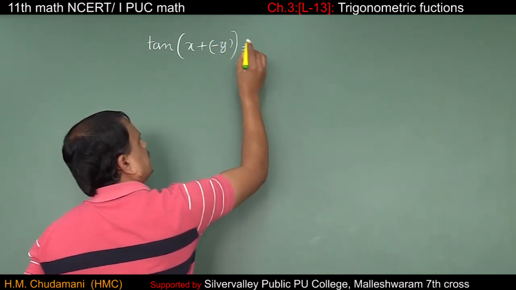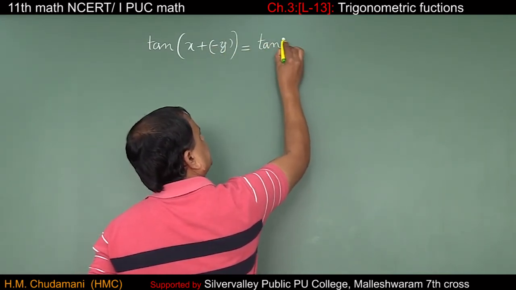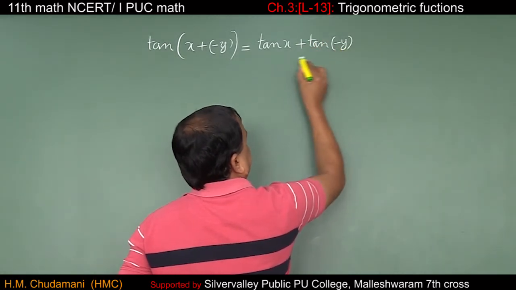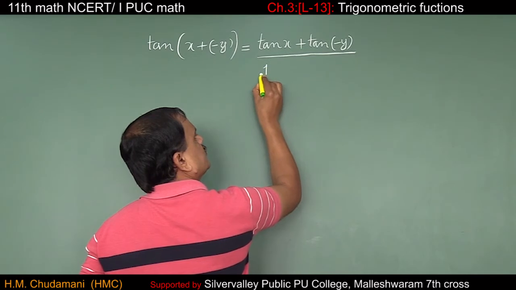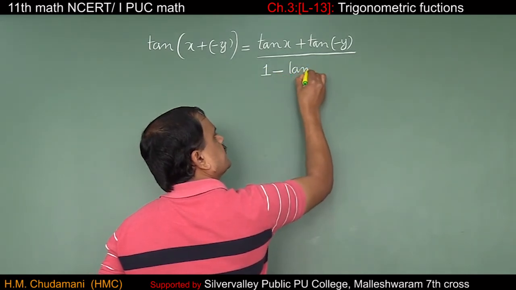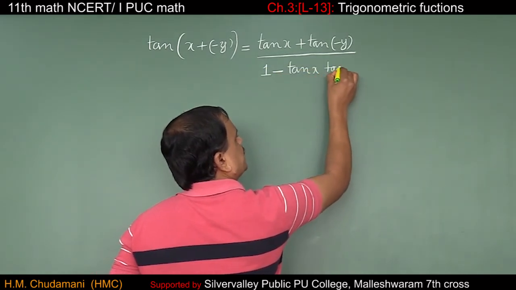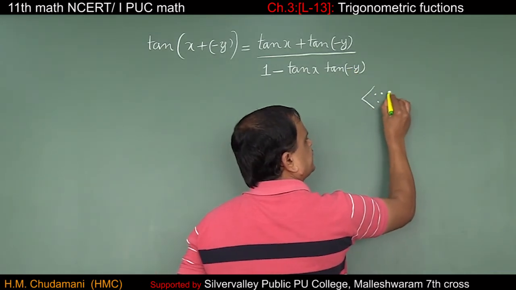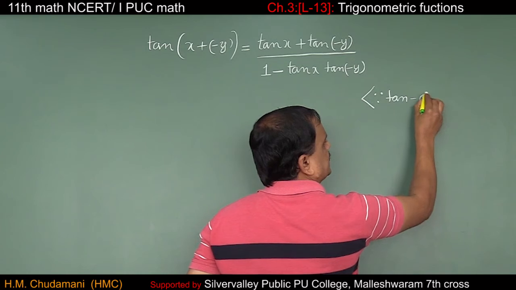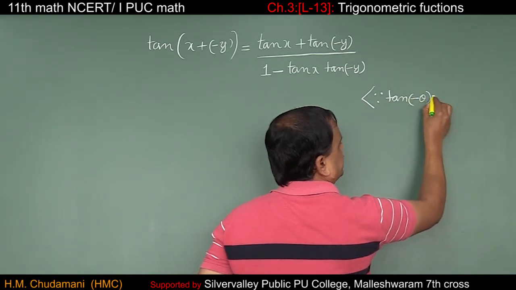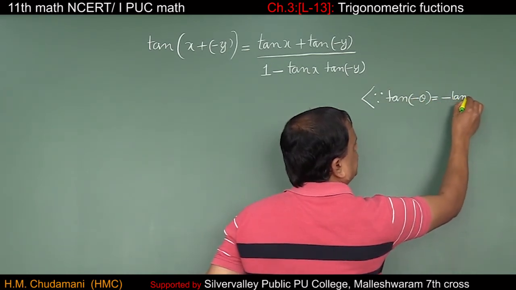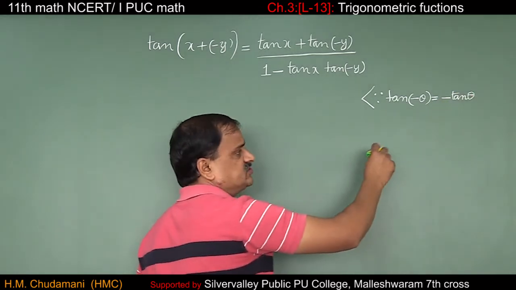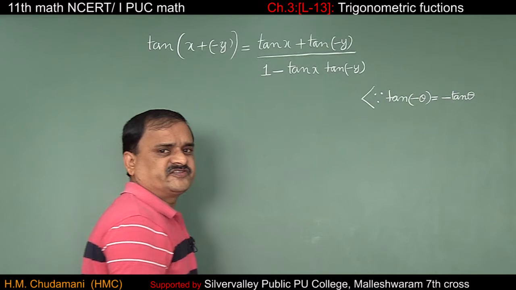minus y, is equal to tan x plus tan of minus y divided by 1 minus tan x into tan of minus y. What is tan of minus theta actually? Minus theta lies in the 4th quadrant. In the 4th quadrant, only cos and secant are positive. So tan of minus theta means minus tan theta.